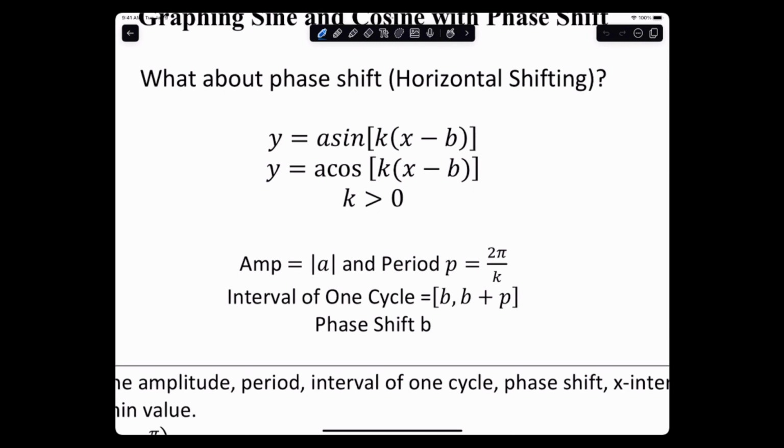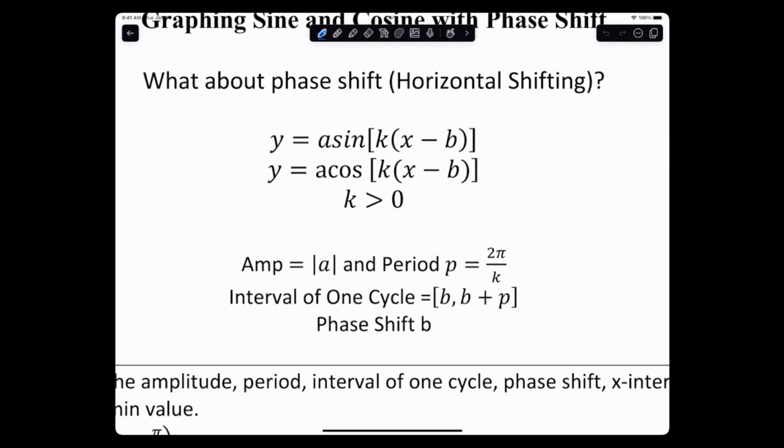So phase shift. You say, what in the world is phase shift? Let me get out another color. I'm going to use maybe green. I don't think we've been using green. You see this value here for sine and cosine? That letter B is known as your phase shift.